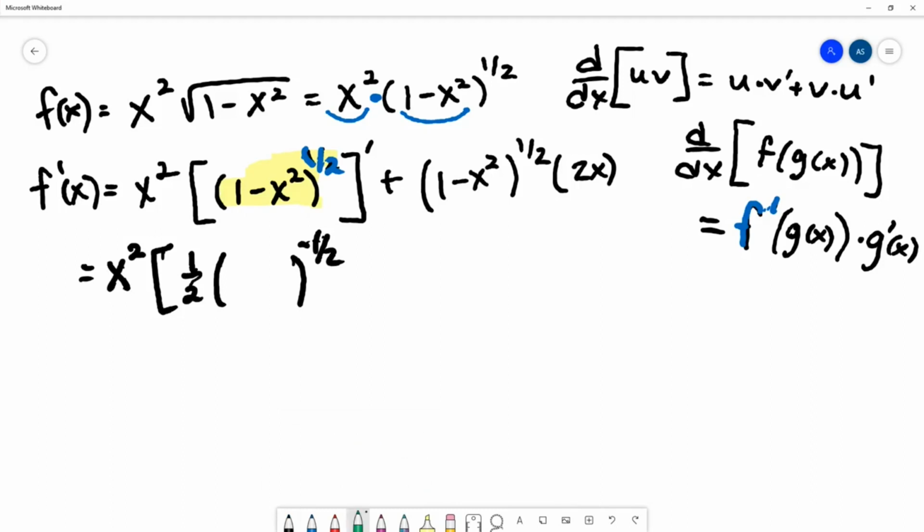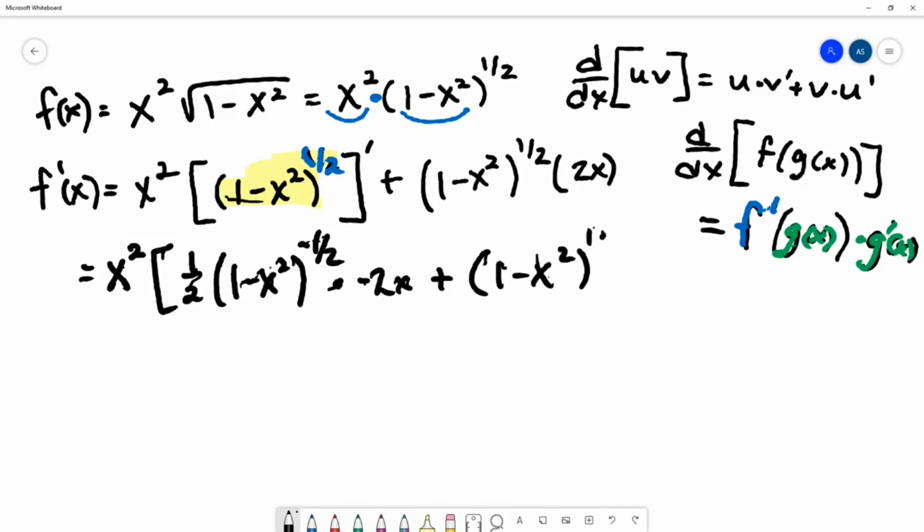Now we want to leave the inside function the same and then chain by taking the derivative of the inside function. The inside function is 1 minus x squared. We leave that the same, and then we chain by multiplying by the derivative of the inside. The derivative of 1 minus x squared is negative 2x. Then we copy down the rest, 1 minus x squared to the 1/2 power times 2x.